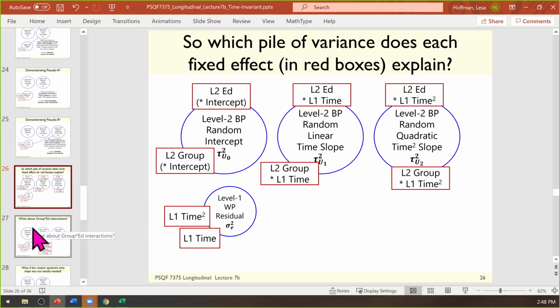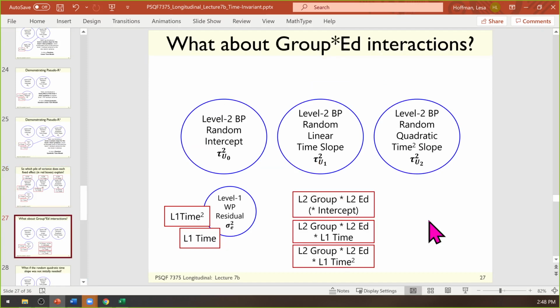Now what about this one? The terms that I added hypothetically to the previous model. What if I had group by education as a two-way level 2 interaction term? Where do I put it? Group by education as a new term in the model.